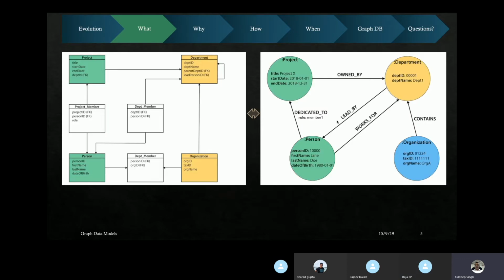Okay, so if we go into this, this is actually a node.